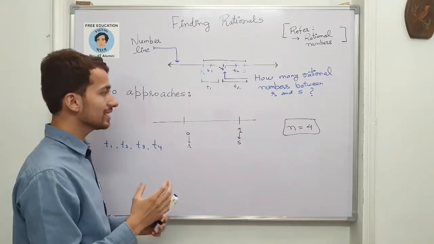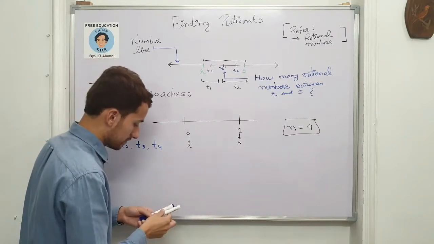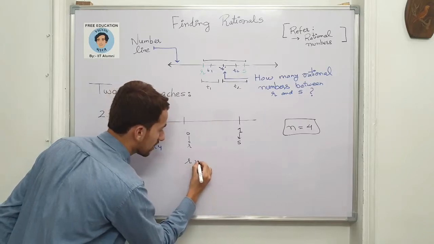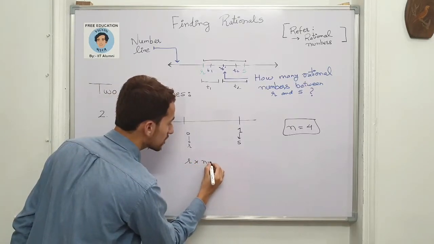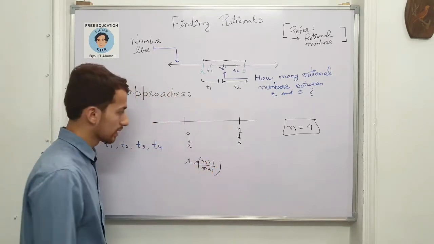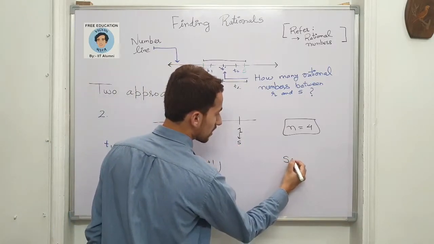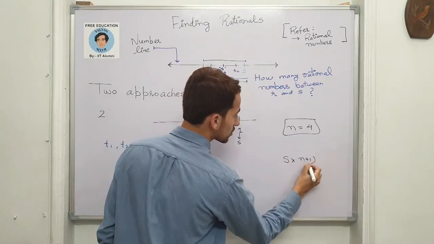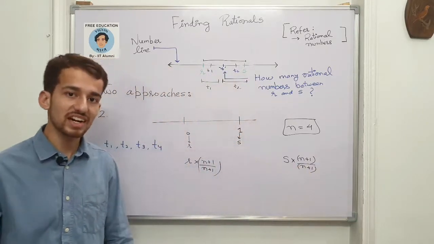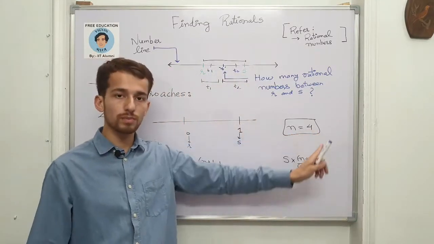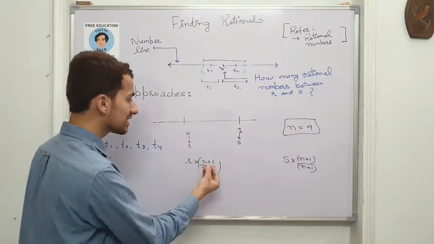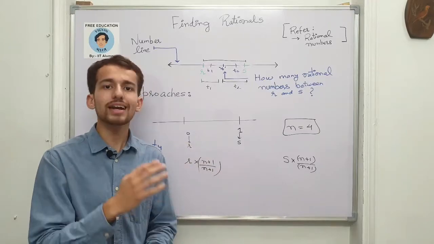So what will you do in this case to find the first, second, third and fourth rational number? Basically you multiply the R by n plus 1 and divide by n plus 1. Similarly multiply S by this factor n plus 1 and again divide by the same factor n plus 1. N in our case is 4 because we want to find 4 rational numbers between R and S. So just substitute the value of n, pause the video and try to find it yourself.